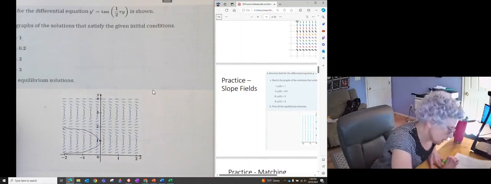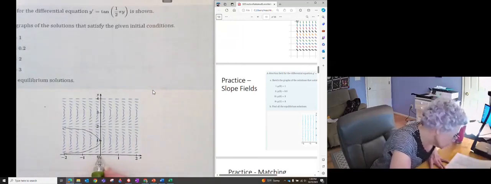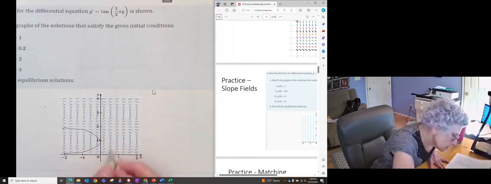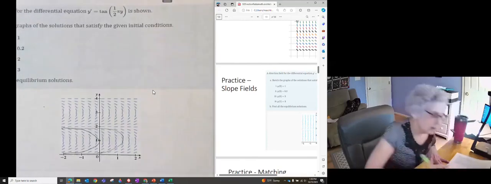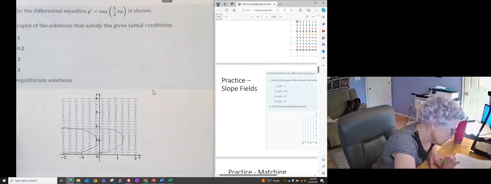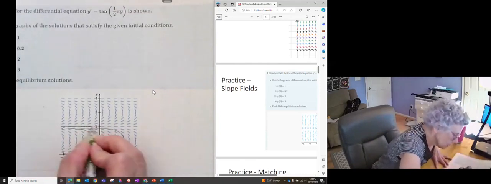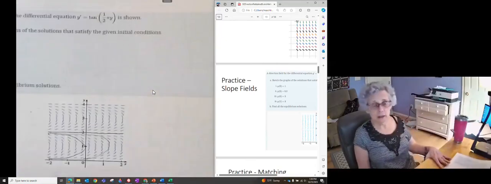So y of 0 is equal to 0.2. So if x is equal to 0, y is 0.2. So that was 1.2 is about right here. So it's going to go back further that way. Y of 0 is equal to 2. Well, y of 0 equals 2 is a flat line.